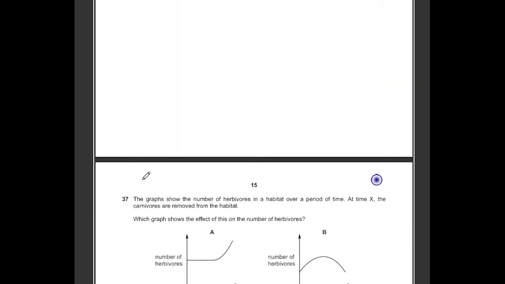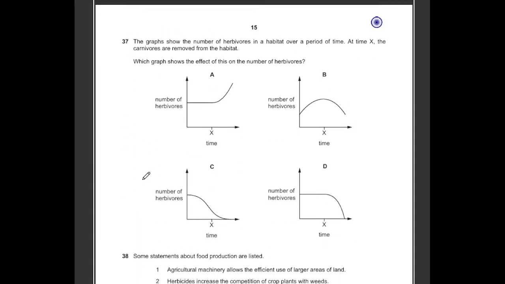Then moving to 37th, the question is about population. Okay, the graph shows the number of herbivores in a habitat over a period of time. At time x, the carnivores are removed from the habitat. Which graph shows the effect of this on the number of herbivores? So let's see. At time x, the carnivores are removed from the habitat. That means the carnivores are not there over a period of time in this graph, as you can see.